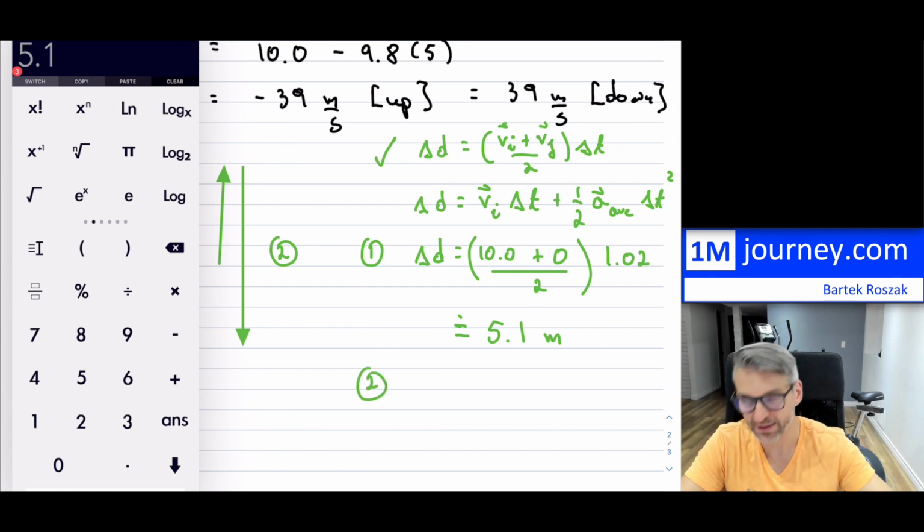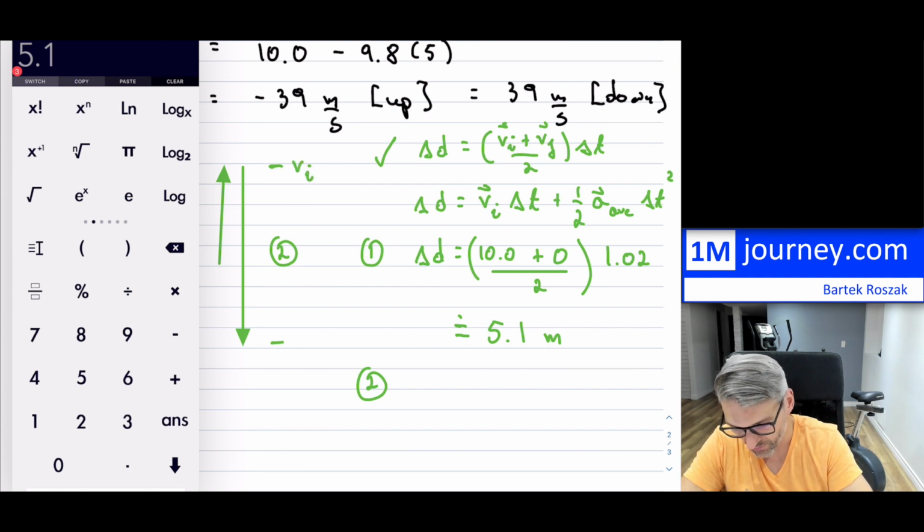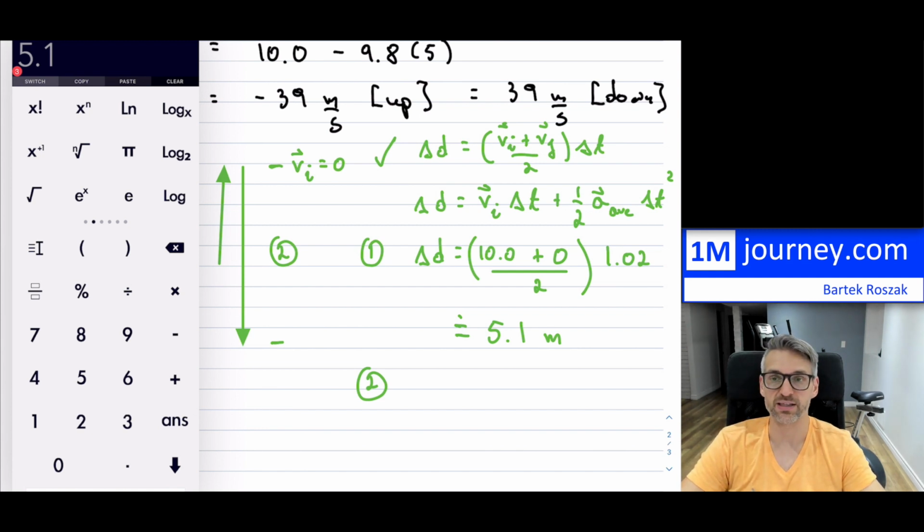So if this was your one distance going up and now your second distance coming down, well, now you have to go from here to here. So now you have a different initial, all right? So your initial here is 0. And then all the way down, we certainly could use, okay, what that particular distance was.